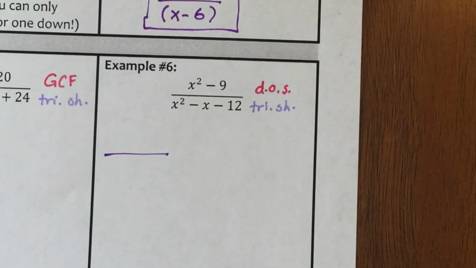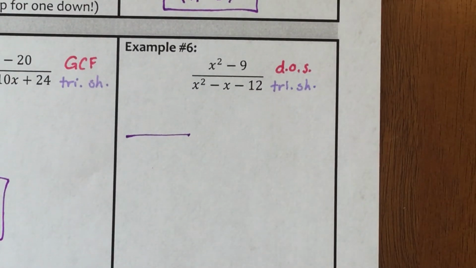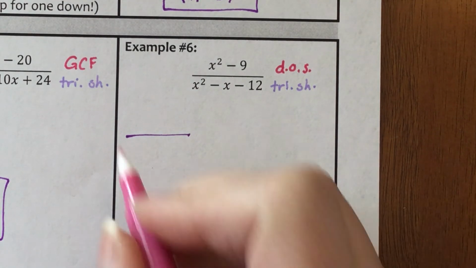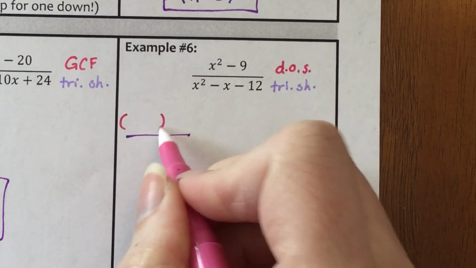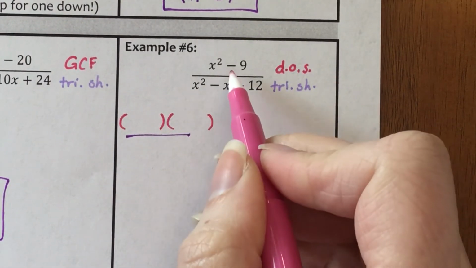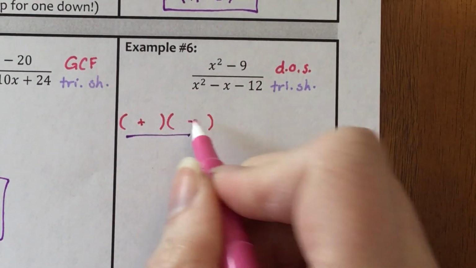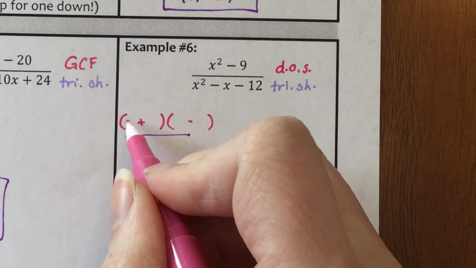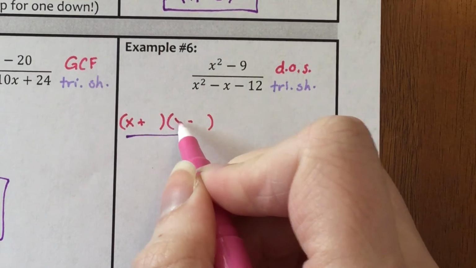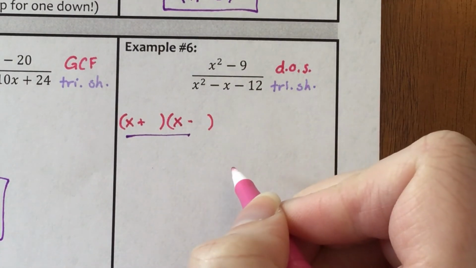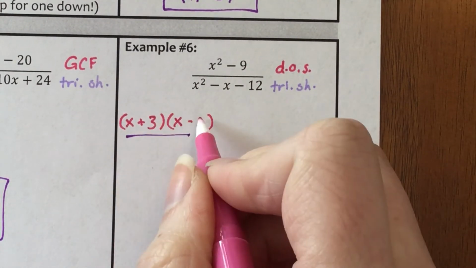Okay, last problem, number 6. On top, difference of squares, we have x squared minus 9. That's going to be just like the denominator from number 4. We have 2 sets of parentheses, 1 plus and 1 minus, because we have perfect squares, right, that pattern. The square root of x squared is x, so that goes in both first positions. The square root of 9 is 3, so that goes in both second positions.